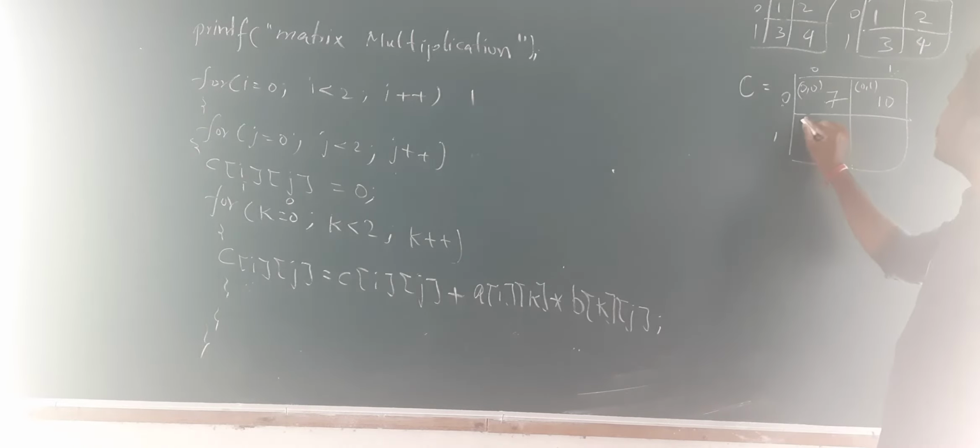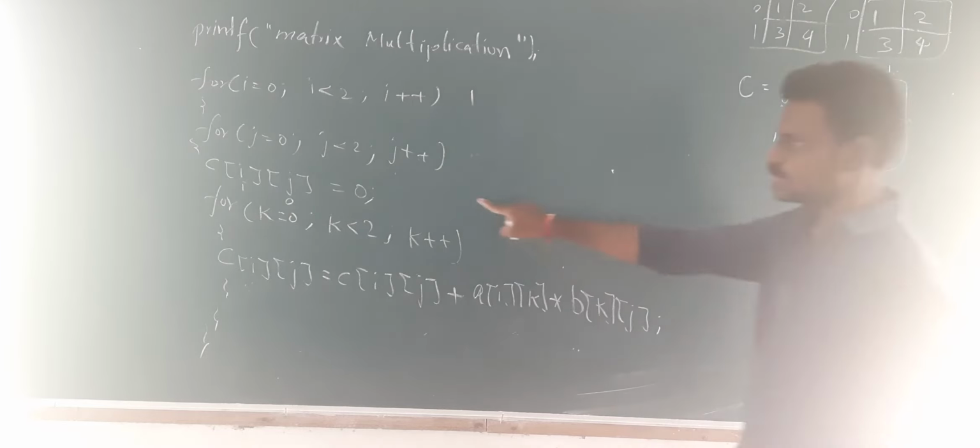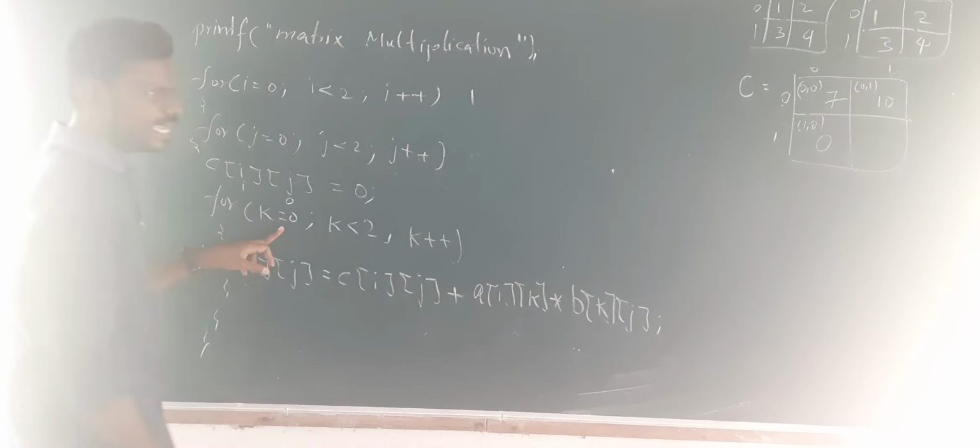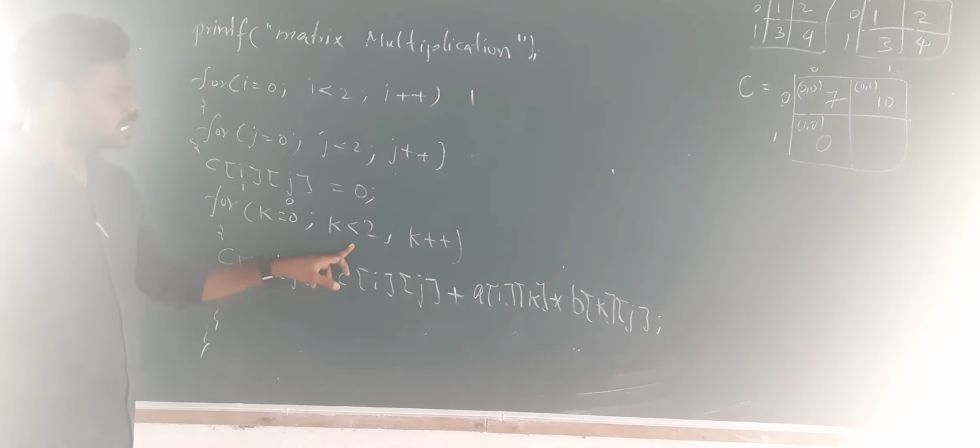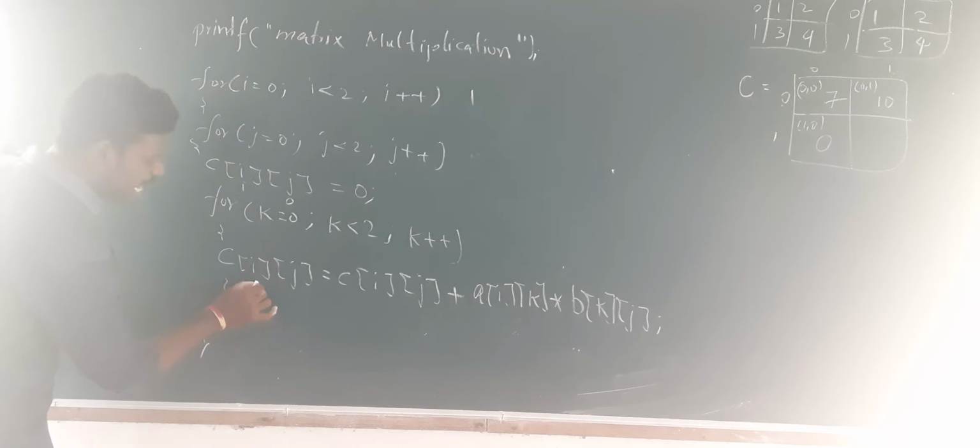At which position are we going? 1 0. First row and 0th column. We are at this particular position, and we are making that as 0. Clear? Now I go for k equals 0. 0 less than 2, yes. Again I will enter into this. I is 1, j is 0.